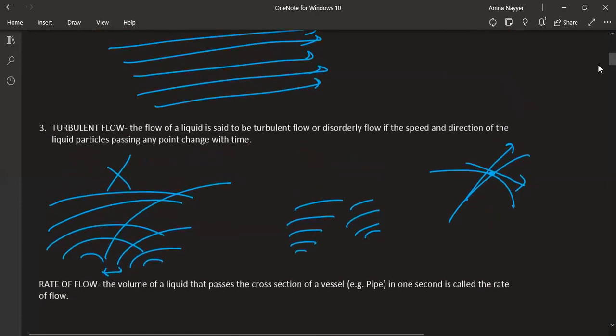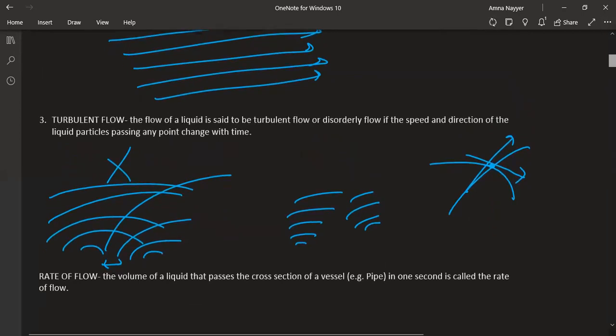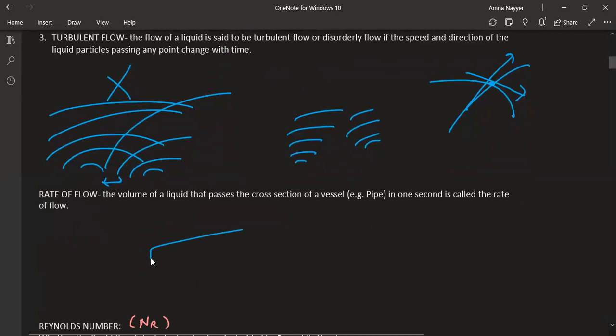So rate of flow means the volume of a liquid that passes through the cross-section area per second. It means the amount of fluid. Let's say you have a pipe. In this pipe, this much amount is entering in exactly 1 second, then again this much amount is entering in 1 second. Let's say this is 3 liters. So 3 liters is entering here, so you will say 3 liters per second is the rate of flow.